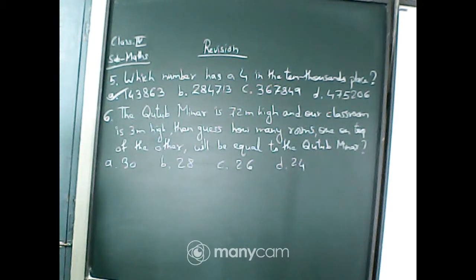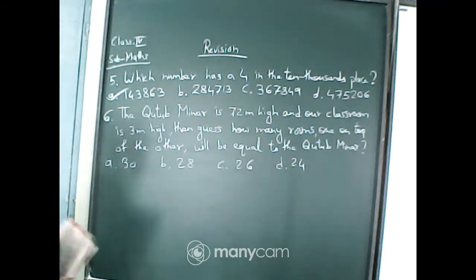See, the Qutub Minar is 72 meters high and our classroom is 3 meters high. Height of Qutub Minar is given, height of our classroom is given. You have to find out that if you are keeping the rooms one on the top of other, then how many rooms will be equal to the height of Qutub Minar?